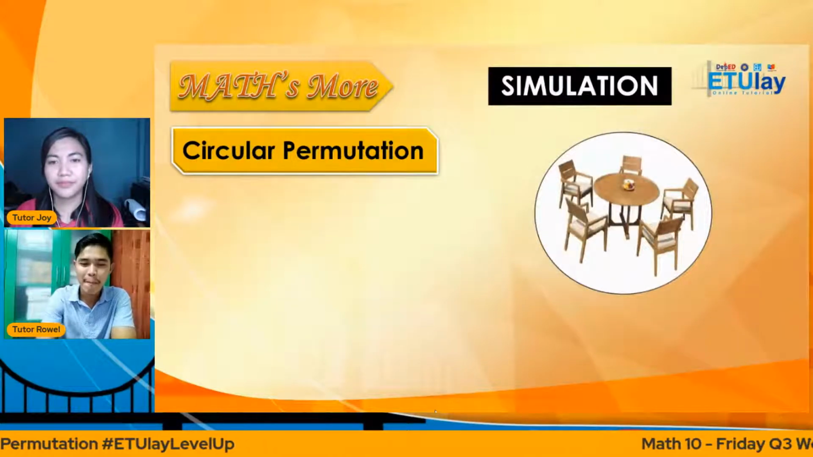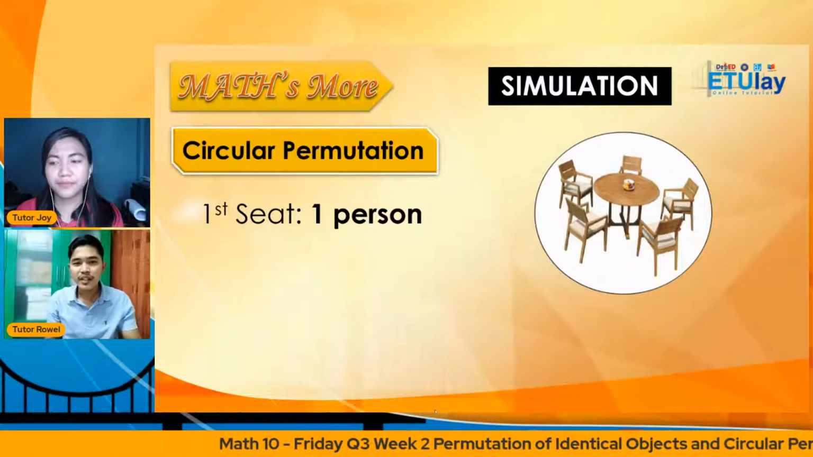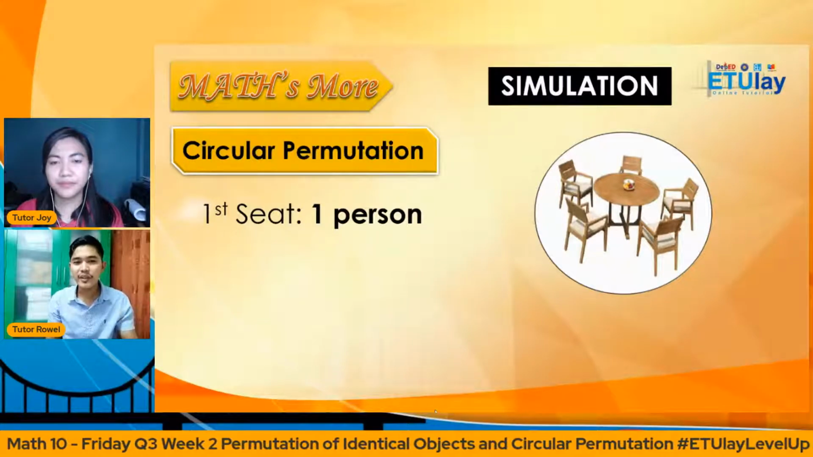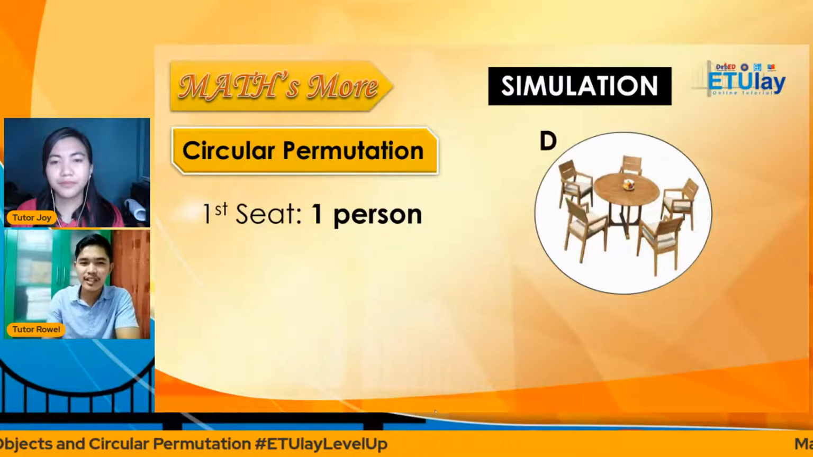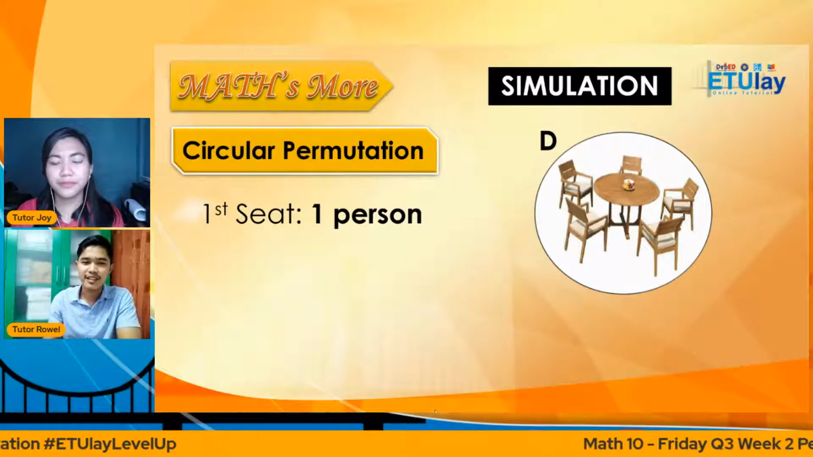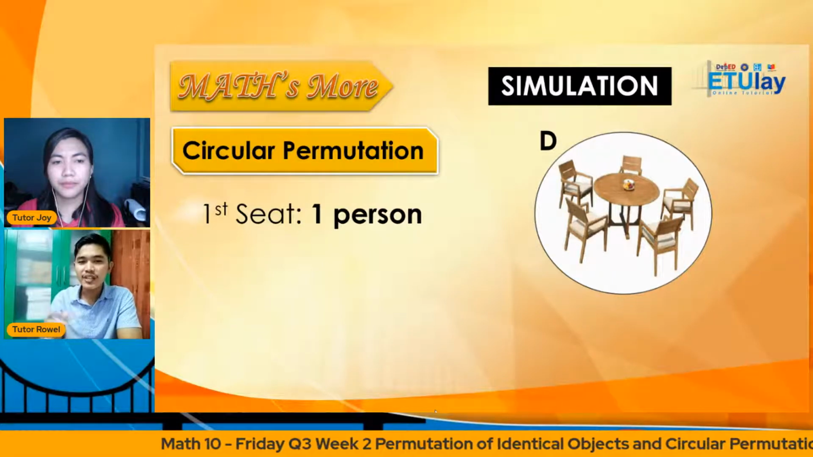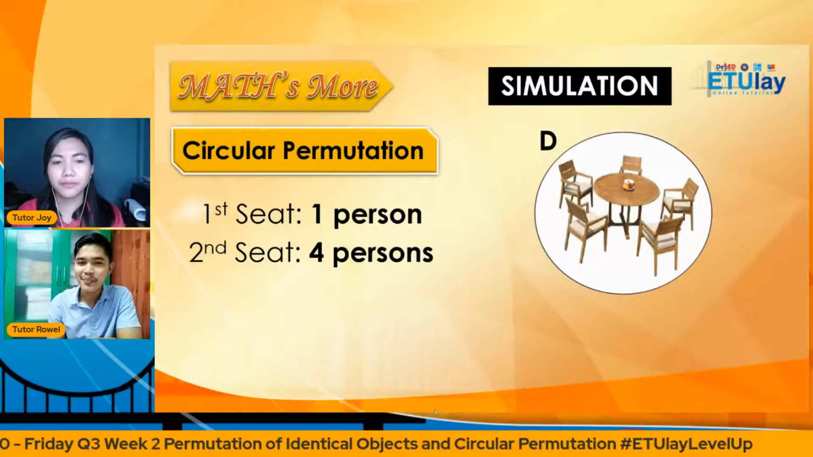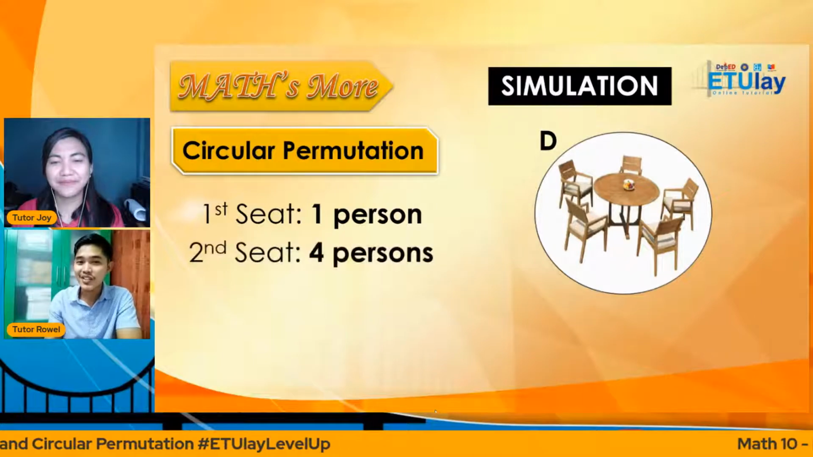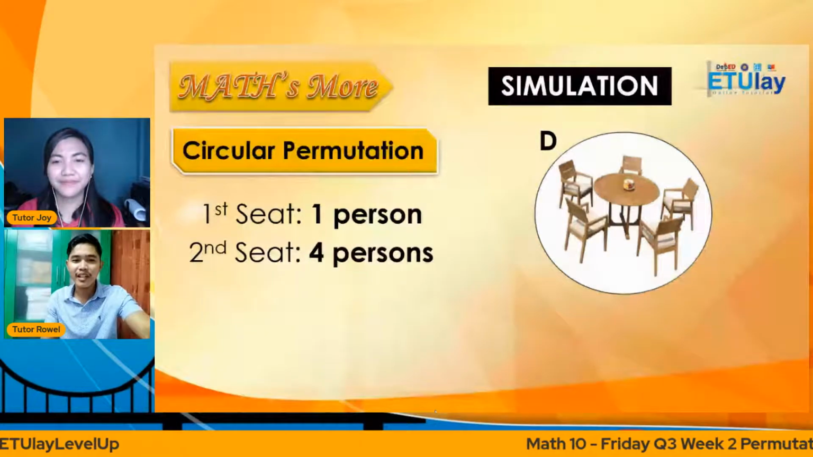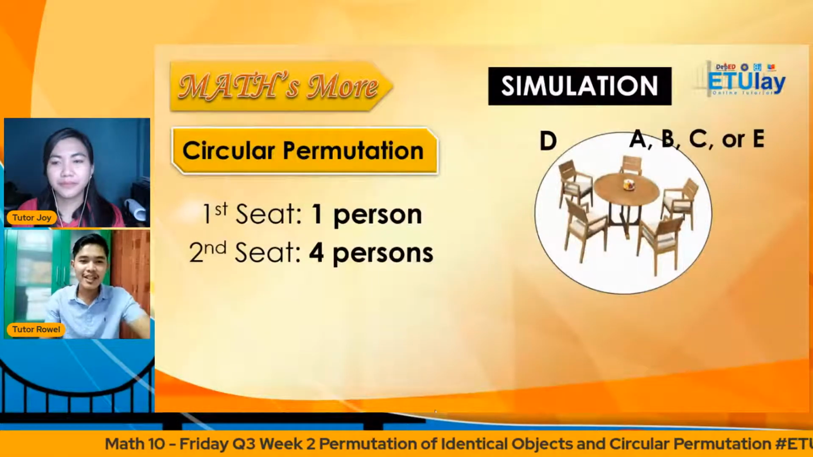Yan yung simulation natin. Ang mangyayari, sa first seat, pwedeng yan yung starting point, mag-a-assign tayo ng isang person na uupo dyan. So, it will be designated to one person. Halimbawa, ibibigay natin yung seat na yan kay D. Ngayon, kung dyan magsisimula yung arrangement natin kay D, yung second seat natin, ilan yung pwedeng umupo? So, we have 4 possible choices kung sino yung uupo sa second seat. Tama ba? Okay. Now, how about the third seat?